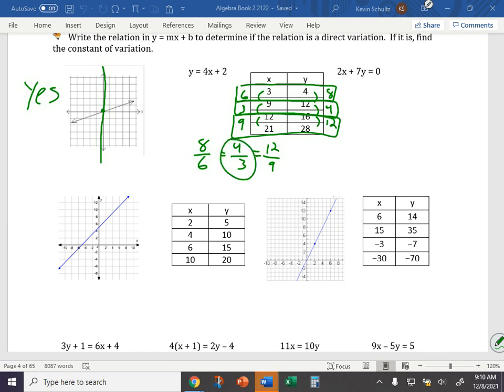We always want to take the one that's in simple form. It's kind of a mathy thing to do. It's kind of fun.